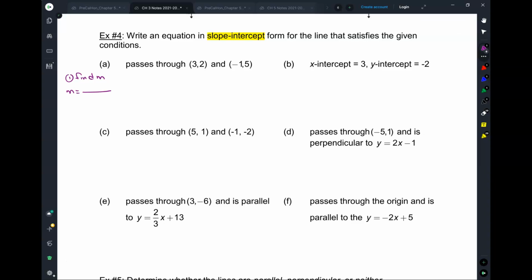Right, so, well, we're going to do it using the formula, right? 5 minus 2 over -1 minus 3. So slope is -3/4. Okay? Which other way?